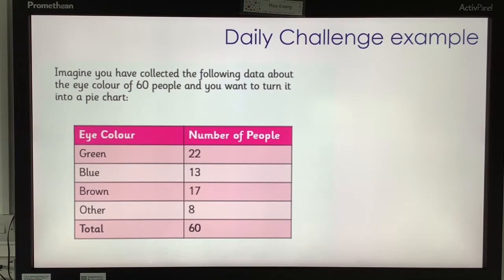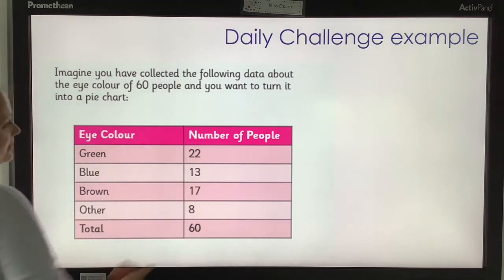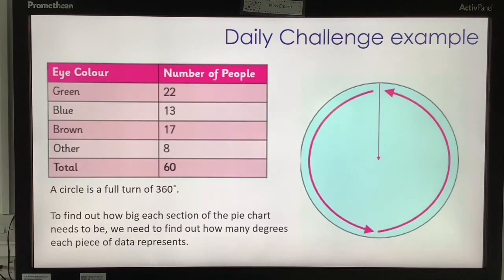So I'm going to do an example with you, and then again there'll be one for you to do independently. So imagine you have collected the following data about eye colour for 60 people. So here you've got a table of your results. You've got how many people had each eye colour and that you are 60 people in total. We're going to look at turning that data into a pie chart.